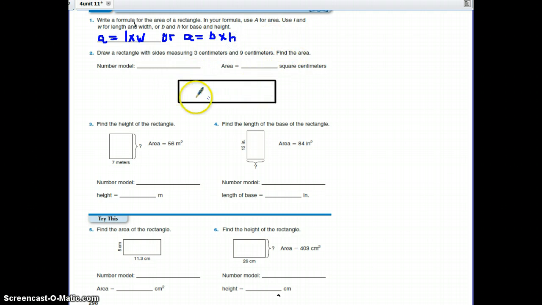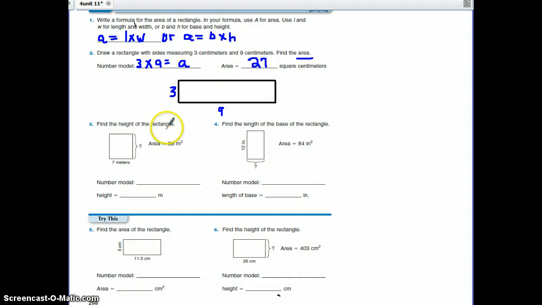So look at the rectangle below. The sides are measuring 3 centimeters and 9 centimeters. So I need to find my area, not perimeter, area. Well, this is definitely the 3 centimeter side, and this would be the 9 centimeter side. So how would I figure that area? My number model would be 3 times 9 is going to equal my area. And I know my area because 3 times 9 is 27. So it's going to be 27 square centimeters.